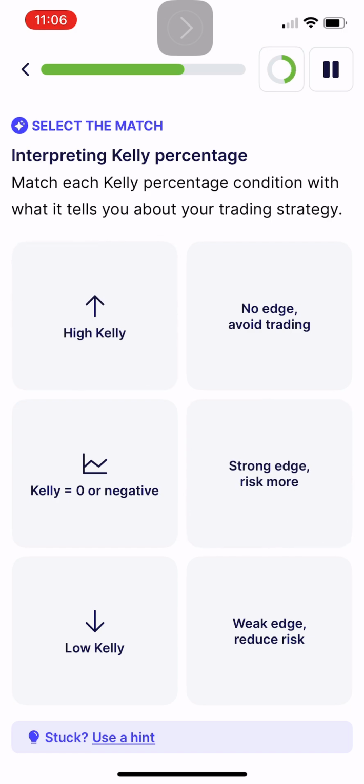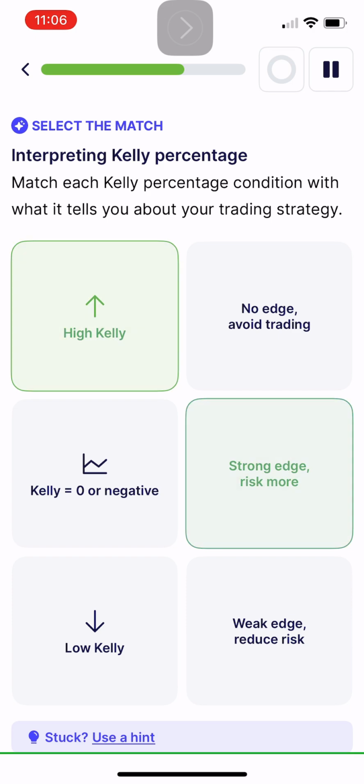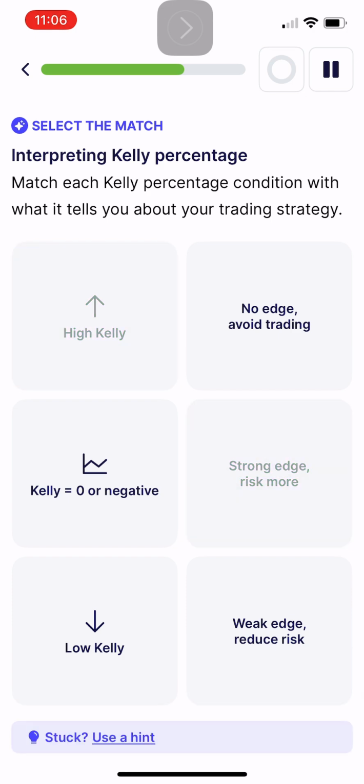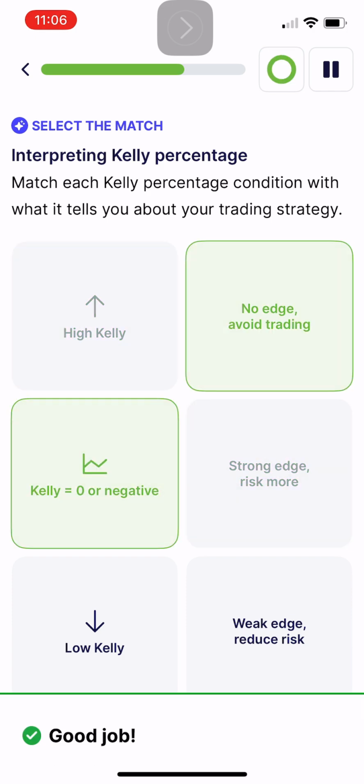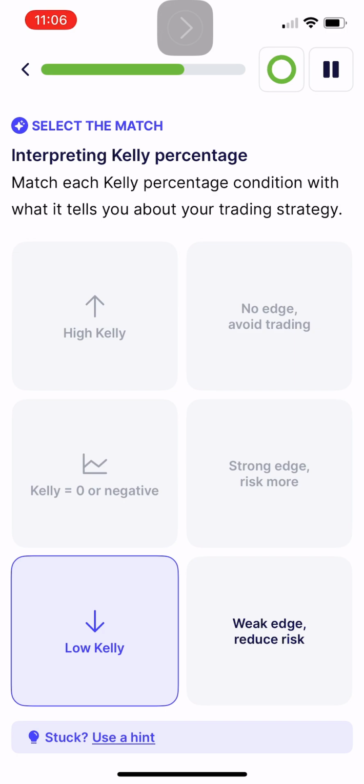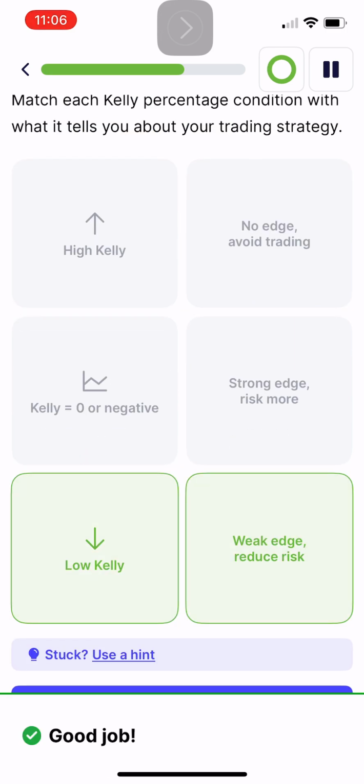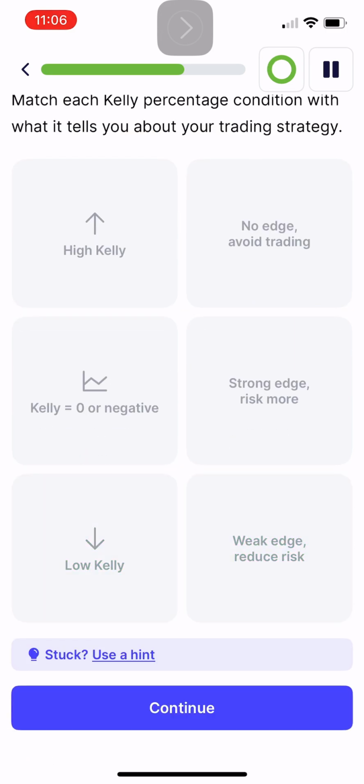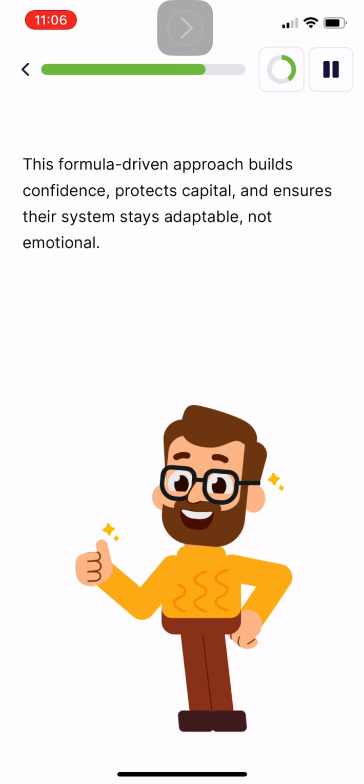Knowledge check. Interpreting Kelly percentage. Match each Kelly percentage condition with what it tells you about your trading strategy. This formula-driven approach builds confidence, protects capital, and ensures your system stays adaptable, not emotional.